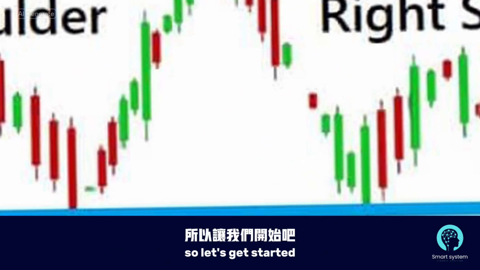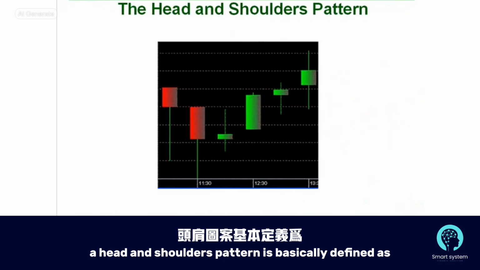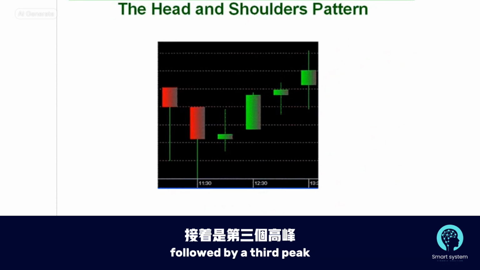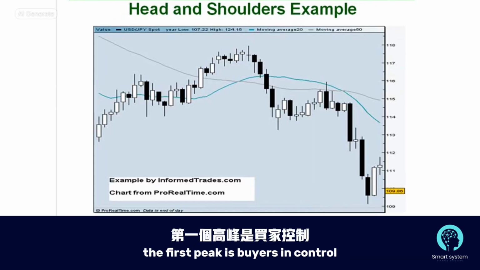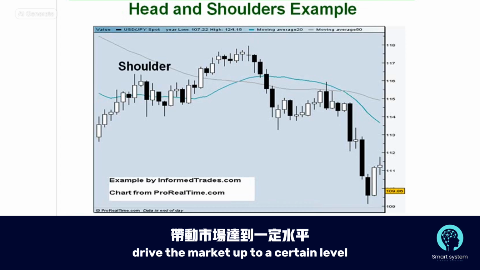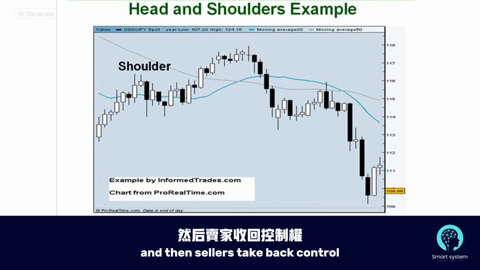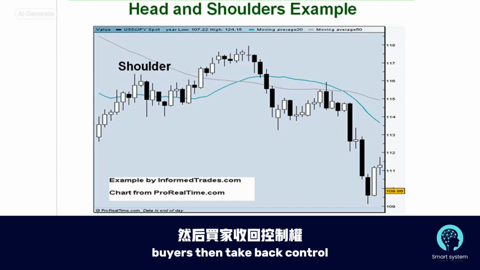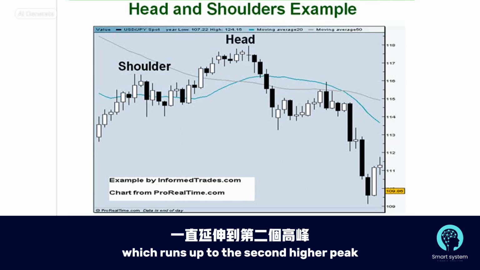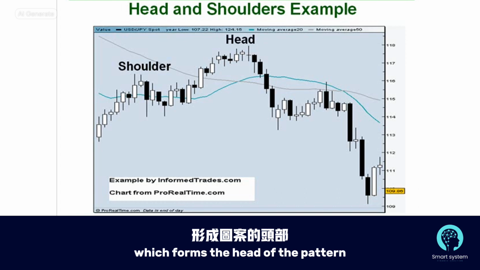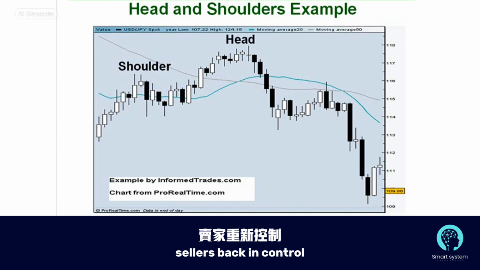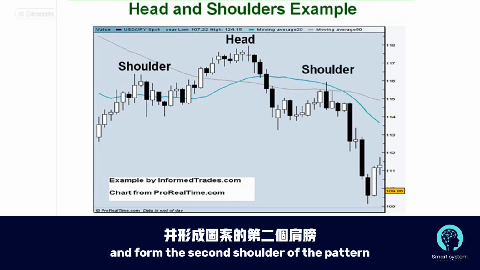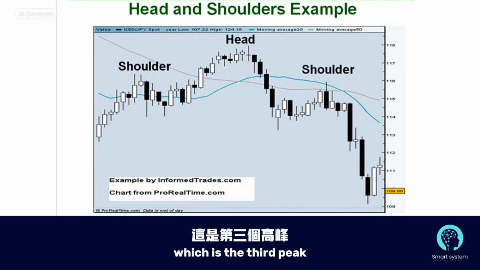So let's get started. A head and shoulders pattern is basically defined as one peak in the market, followed by a second higher peak in the market, followed by a third peak, which is lower than the second peak. The first peak is buyers in control, driving the market up to a certain level, and then sellers take back control, driving the market down, which forms the first trough. Buyers then take back control, which runs up to the second higher peak, which forms the head of the pattern. Sellers back in control form the second trough before buyers take back control and form the second shoulder of the pattern, which is the third peak.